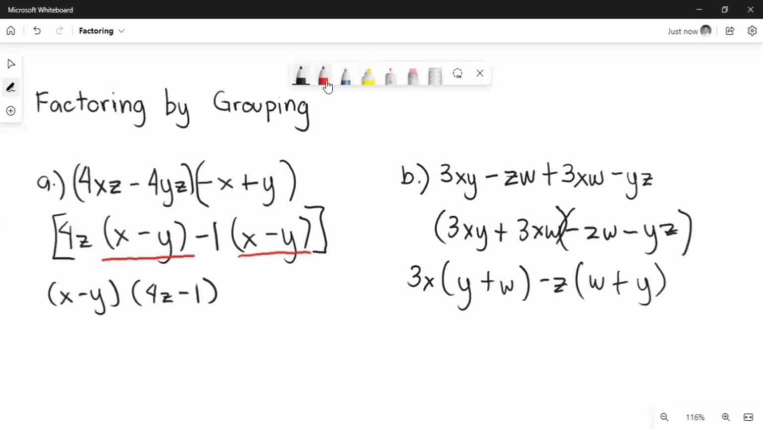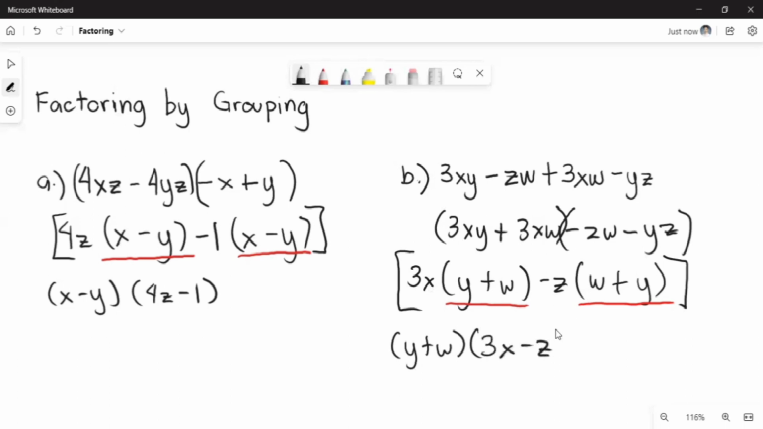Therefore, we can factor that out in this whole two terms. Okay? Now, let's factor out y plus w. Okay, so that is y plus w times the remaining values, 3x minus z. So that's the answer for letter B.